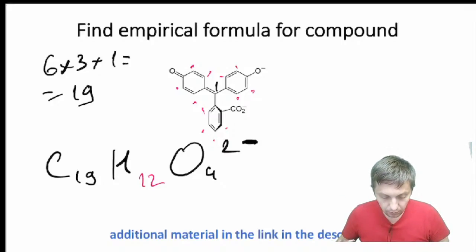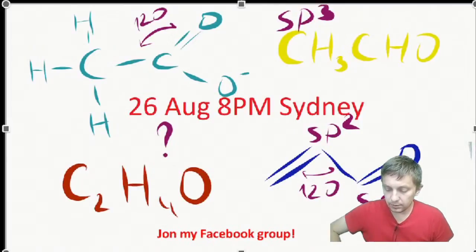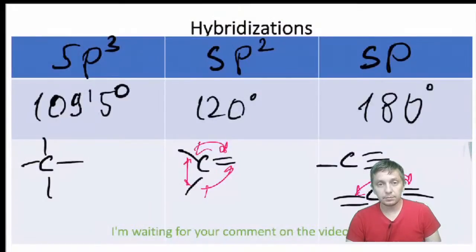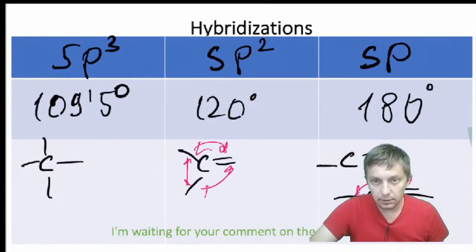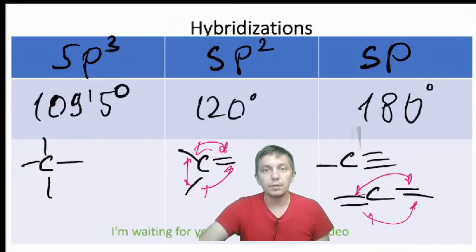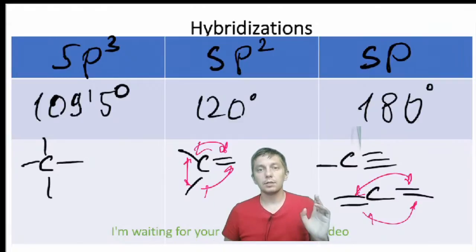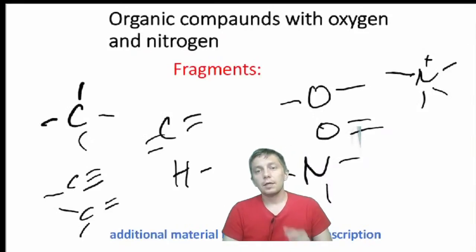So today we discussed compounds with oxygen and nitrogen. We discussed angles. What is most important is this table. You must just memorize it. If you memorize it, you can answer 2 types of questions: angles and hybridization, and the fragments you can draw. And all available fragments for organic compounds are these.